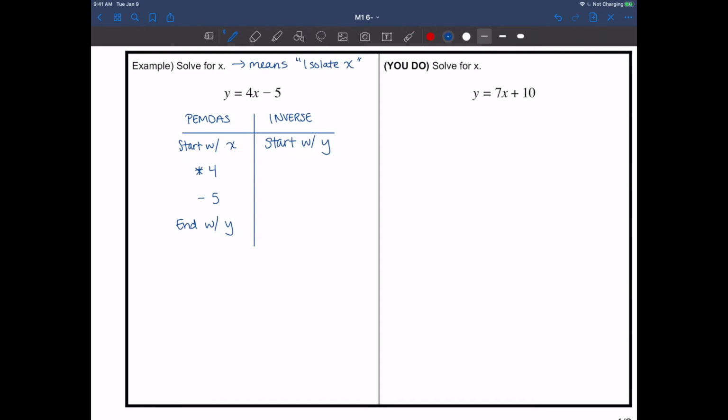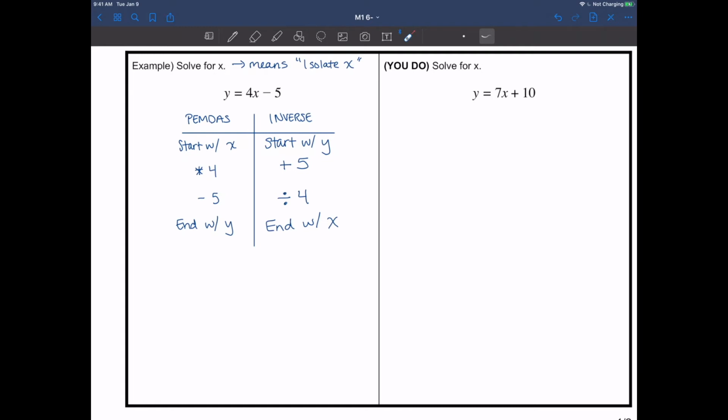All right, so I'll just continue this way. So now what we have to do is we have to add 5 because the second to last step was subtracting 5. So now I need to add 5. And then, you guessed it, we're going to divide by 4, and we're going to end with x. So one thing that I absolutely love about this graphic organizer is the following. It tells me my steps.